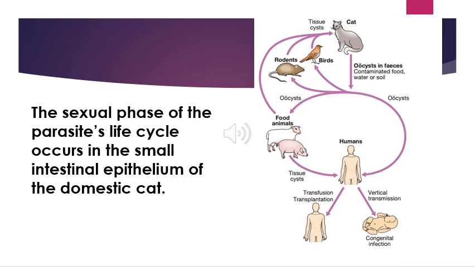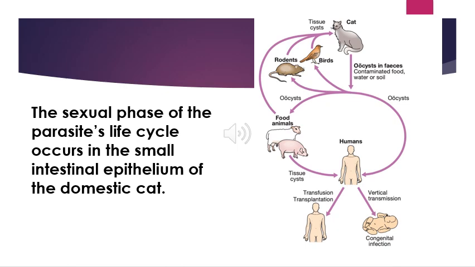لو نلاحظ هنا باللايف سايكل مال توكسوبلازموسيس راح نلاحظ انه طرق الانتقال, the ways of transmission of the infection: first of all vertical transmission or congenital infection, second one by transfusion or transplantation, the third one by oocysts from contaminated food, water or soil, or by eating tissue cysts from pork or sheep.